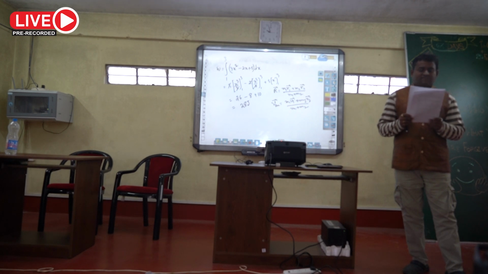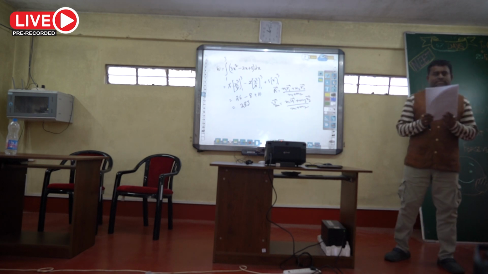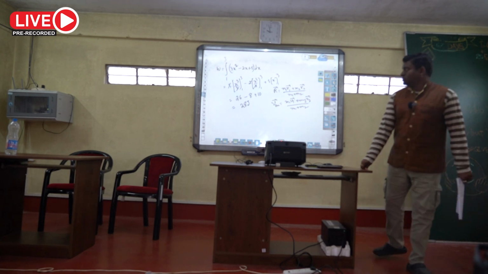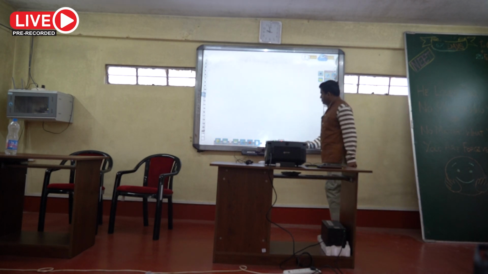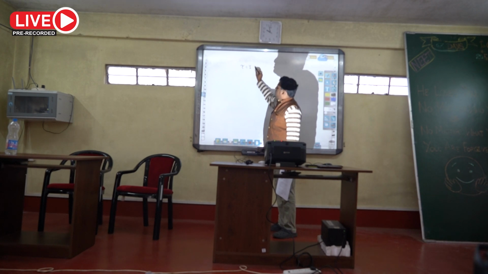Next question 12. A flywheel of mass 50 kg and radius of gyration about its axis of rotation 0.5 meter is acted upon by a constant torque. Its angular velocity at t equal to 5 seconds is. First you have to calculate alpha. See, we know that tau equal to I alpha.